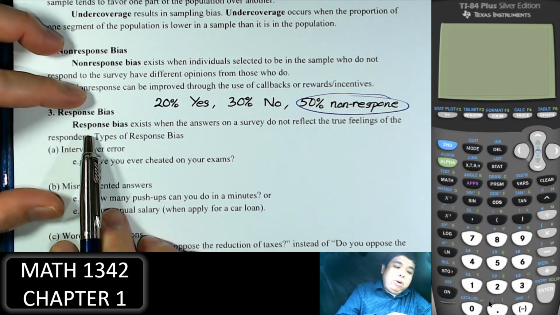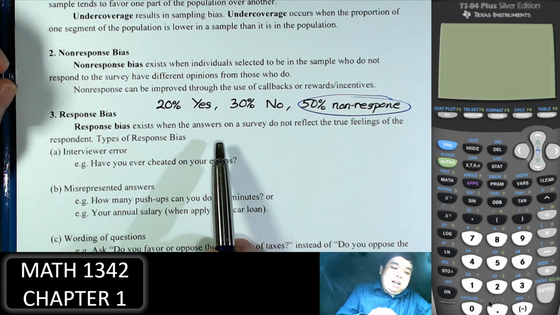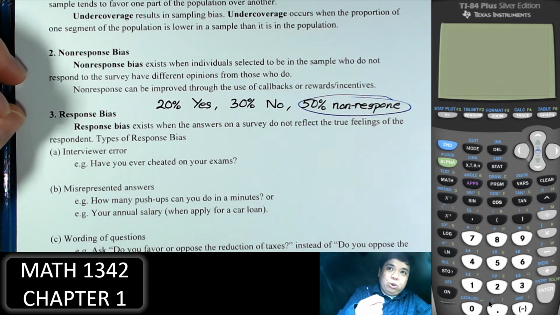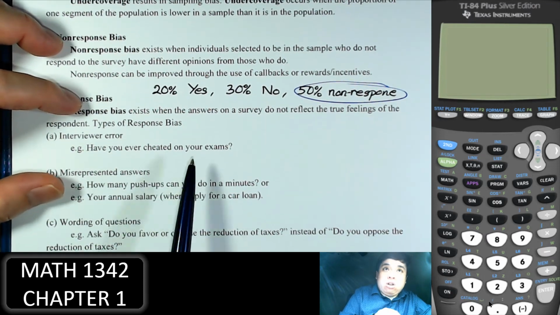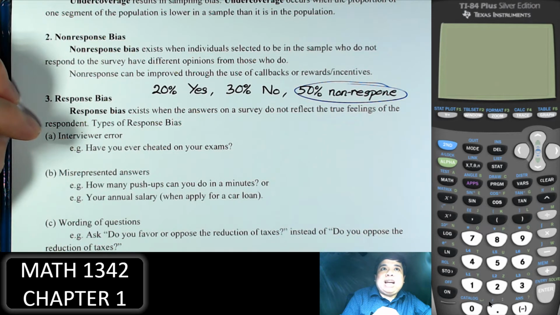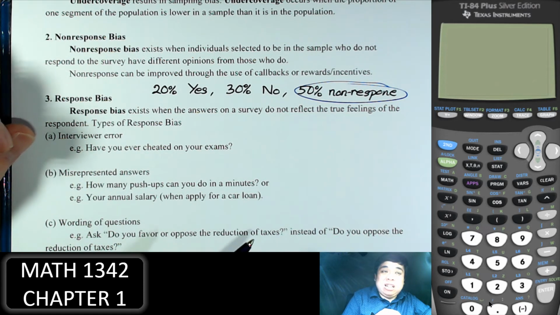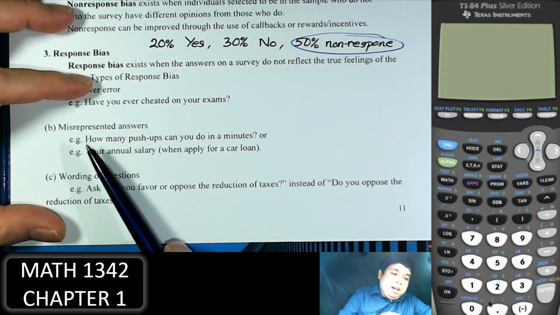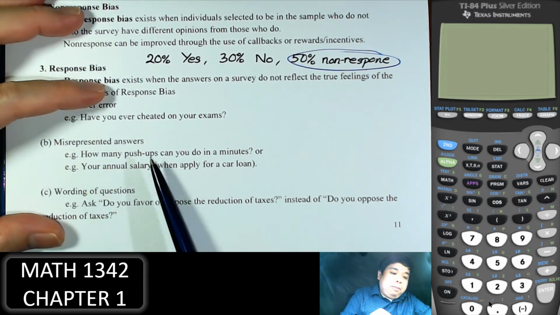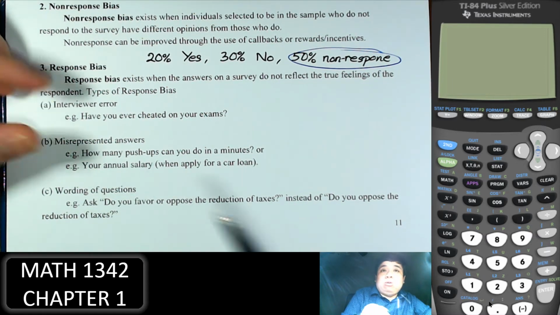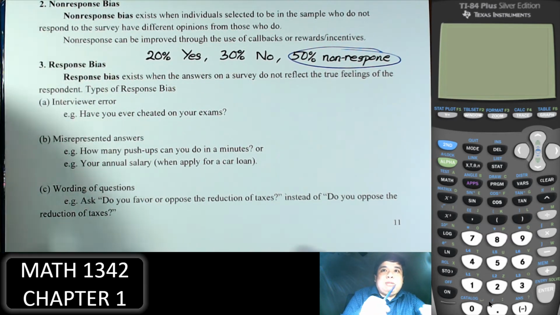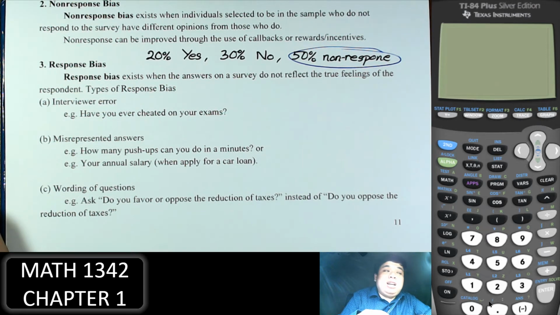Now, response bias exists when you have the answer, but the answer might not represent the true feeling of the person taking the survey. For example, if I ask you, have you ever cheated on your exam? Probably I will get the answer no more often than in reality. Or if you ask, how many push-ups can you do in a minute, usually I want to give a little more. I usually tell them a little more than I can actually do.